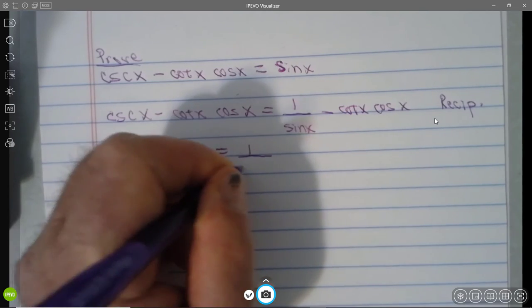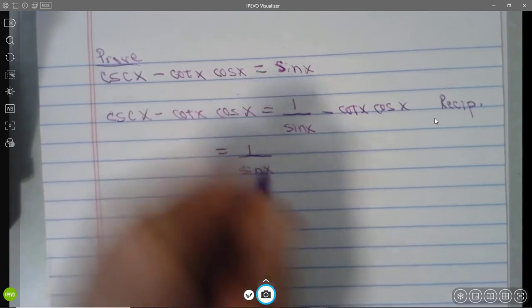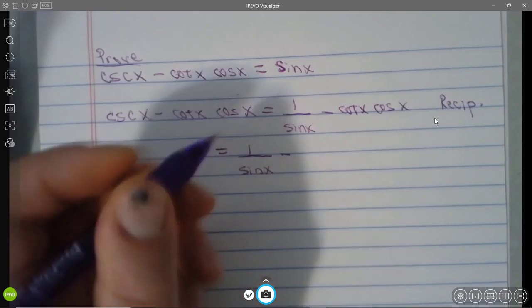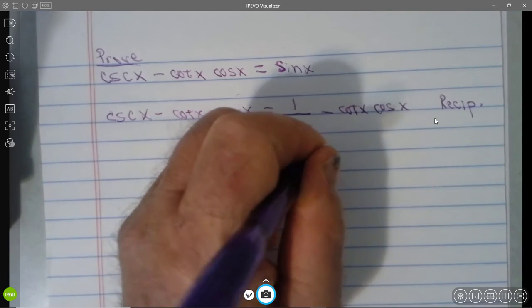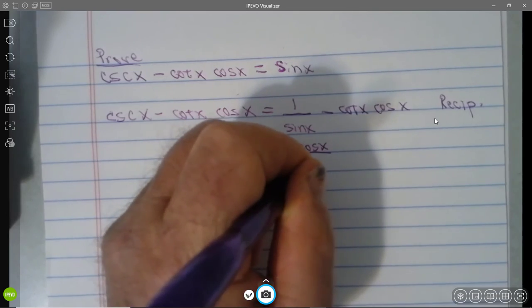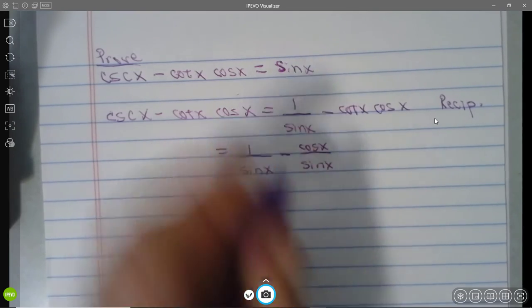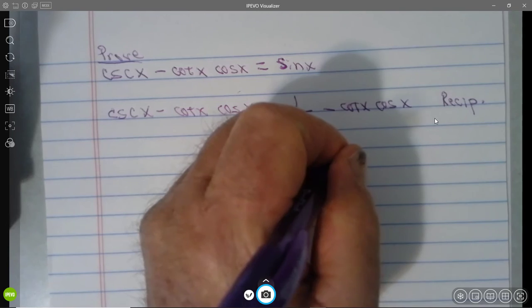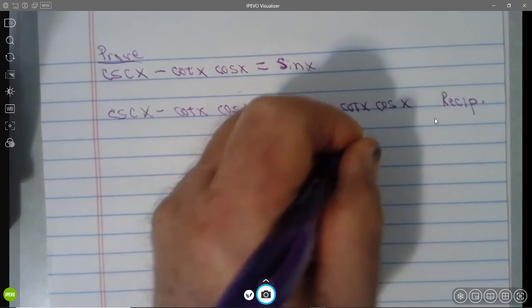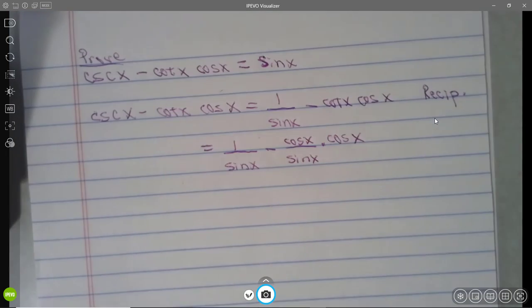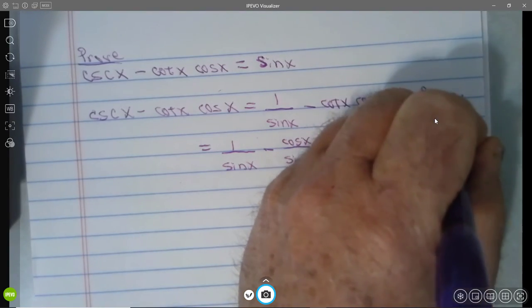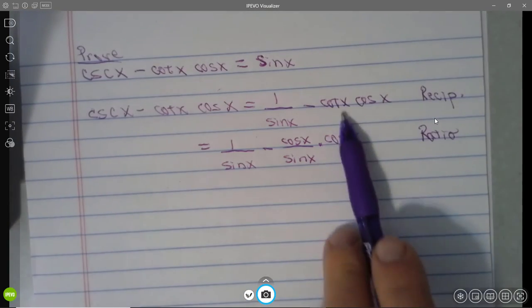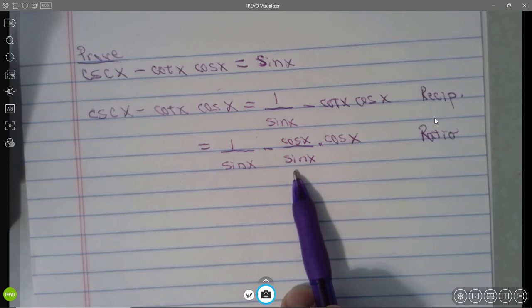Okay, now this, which is equal to this, will be equal to the next step. 1 over sine of x minus cotangent, which is cosine of x over sine of x. And I've also got a cosine of x sitting here. And that is using a ratio identity. Namely, the cotangent is cosine of x over sine of x.